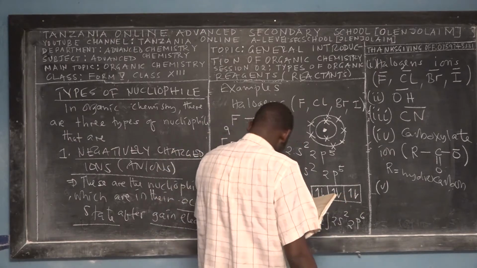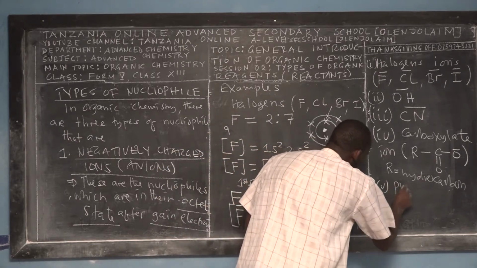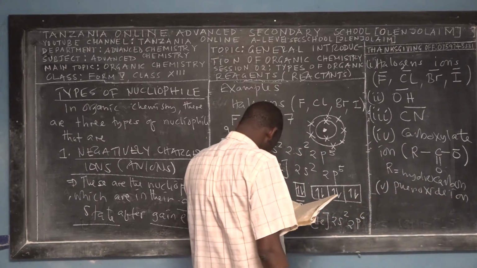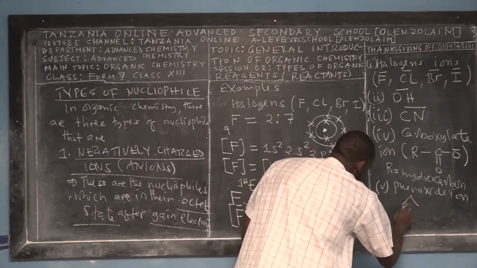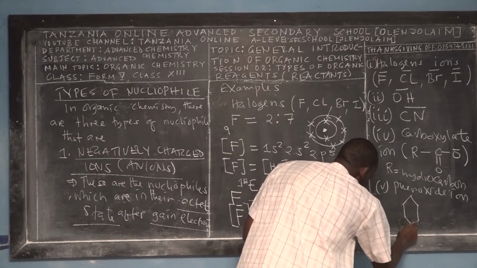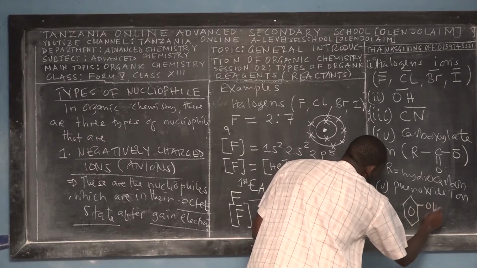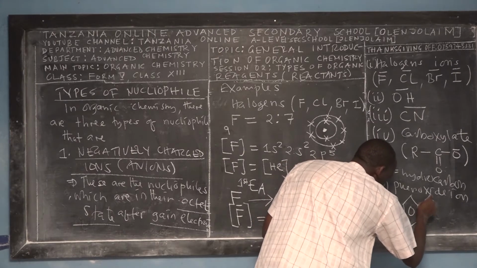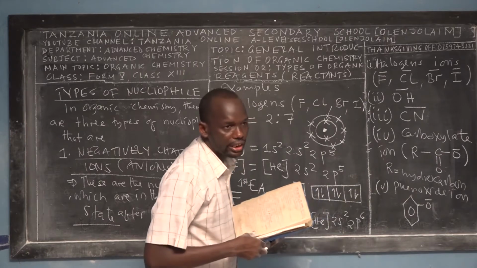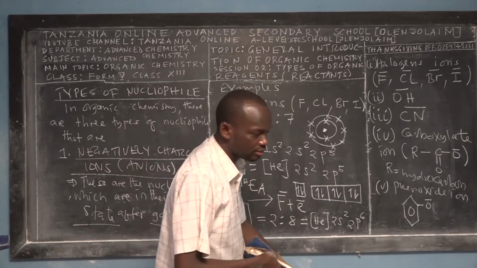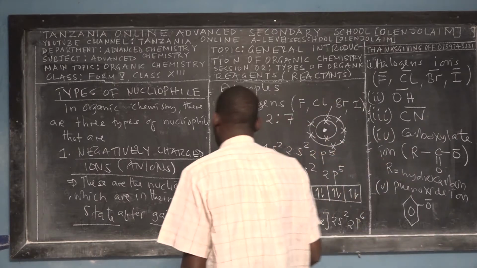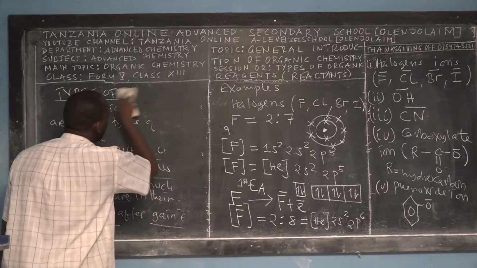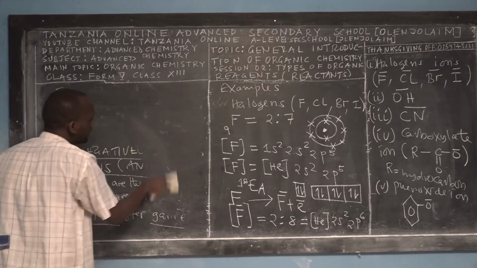The next example is the phenoxide ion. Phenoxide ion comes from phenol. This is phenol. But in order to form the phenoxide ion, the bond between hydrogen and oxygen breaks. That's what you call the phenoxide ion. Because you love chemistry, that's why you're taking chemistry with me. Say phenoxide ion.